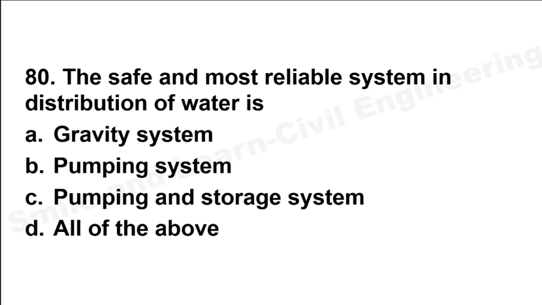Safe and most reliable system in distribution of water is the gravity system, because water will be available throughout the whole time. There will be no scarcity of water, and it's the safe and most reliable system.